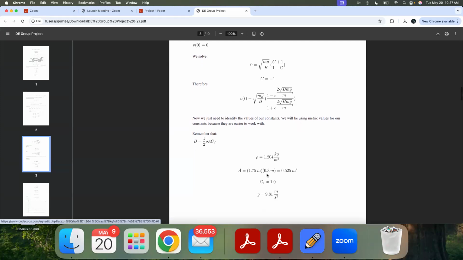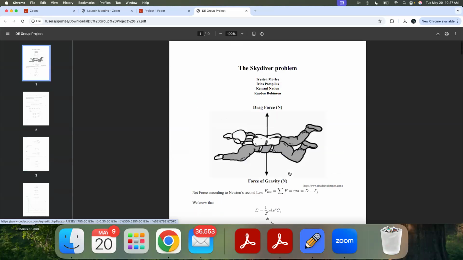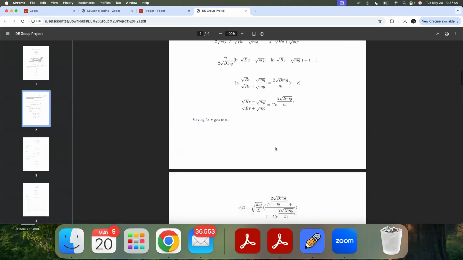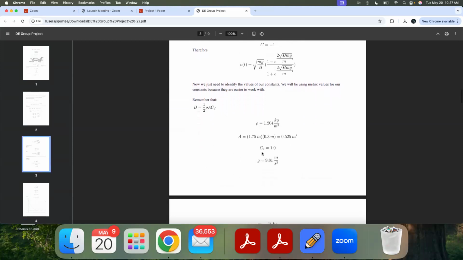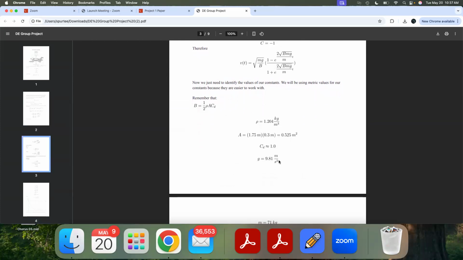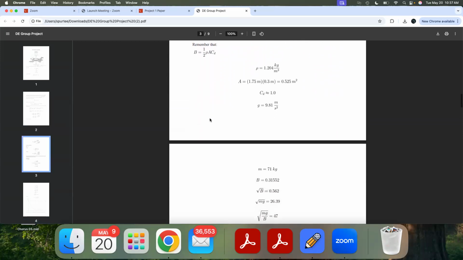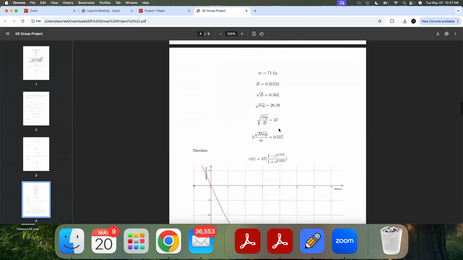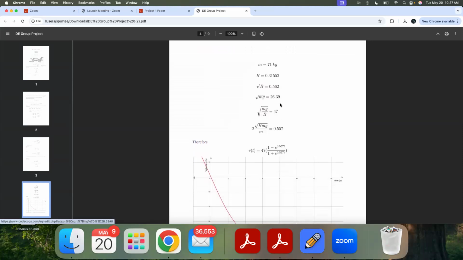And this number is what we're going to use. This is the cross-sectional area of a skydiver in the prone position, in that kind of position. CD here, our drag coefficient, is about 1. We know G is 9.81 meters per second squared. So now we can calculate beta. And once we put in all of our constants, this is our final solution for velocity.